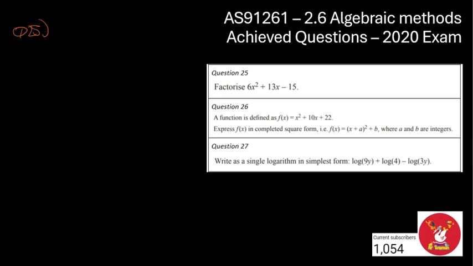And we've been asked to factorize this expression. So let's start by jotting down my expression. So we've got 6x squared plus 13x minus 15. So a few different ways to factorize. I always use something called the grouping method.